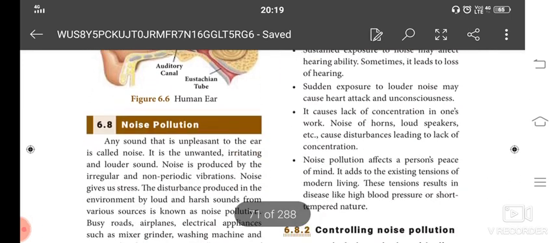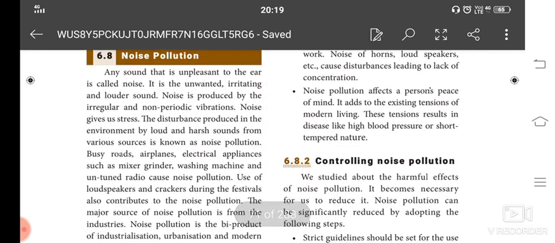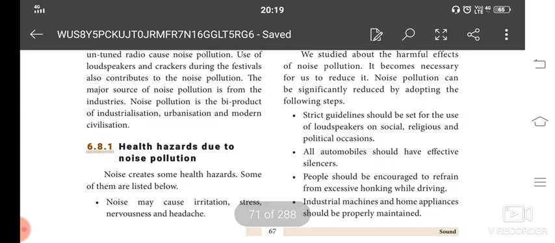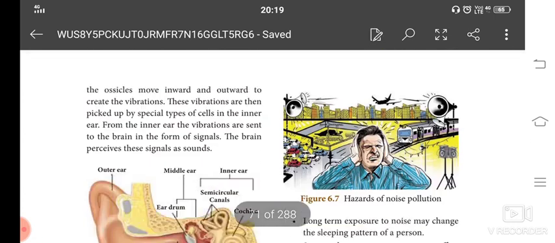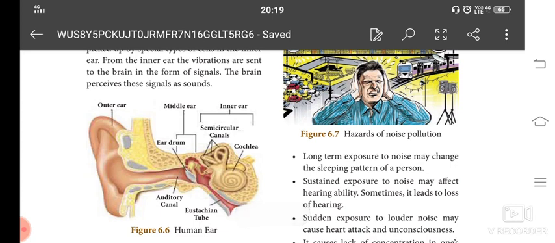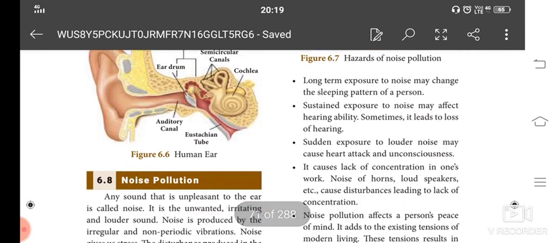And then with noise pollution, every sound gives us stress because our ear cannot bear that sound. That's why we feel stress. So what are the results of noise pollution? For irritating sound, we can close our eyes, because it may cause nervousness and headache. Long-term sound especially changes our sleeping pattern, and it affects our hearing ability also. Sometimes we can lose hearing, we cannot hear anything. Sudden exposure to louder noise can cause heart attack and unconsciousness.